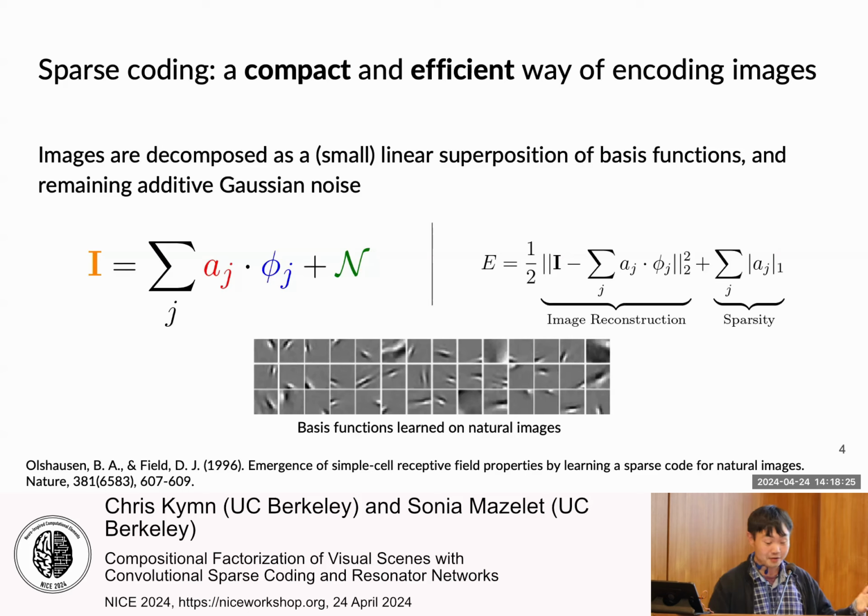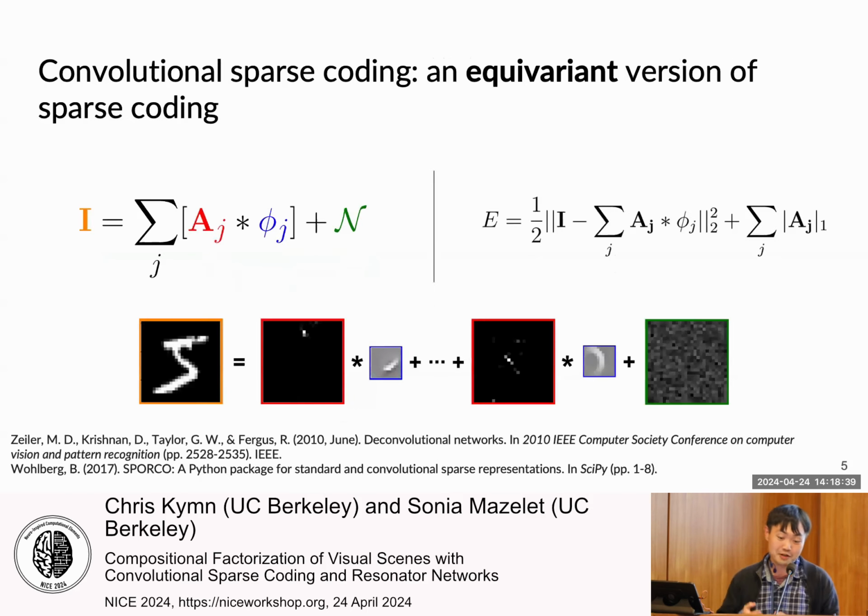So for one thing, you can notice that a lot of the different elements, these basis functions, the phis, look quite similar to each other. They might look like just rotated or translated versions of each other. And so we want a way of representing images that's more compact. And that's where convolutional sparse coding comes in.